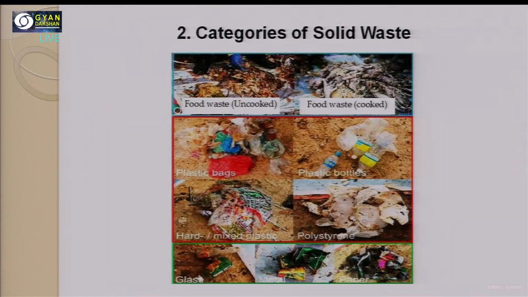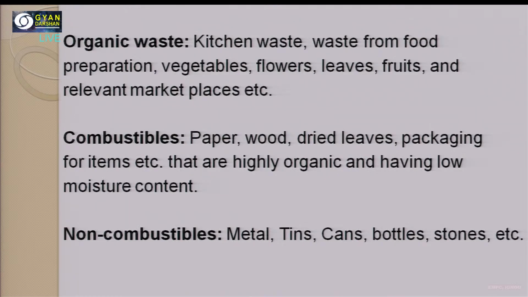So here are the categories of solid waste. Categories may be defined in different ways. Suppose here in the picture, there is food waste, uncooked or cooked, and different types of plastics, glass and metals are shown. In general we can categorize solid waste, first, as organic waste. This includes kitchen waste, waste from food preparation, vegetables, flowers, leaves, fruits, and relevant marketplaces.